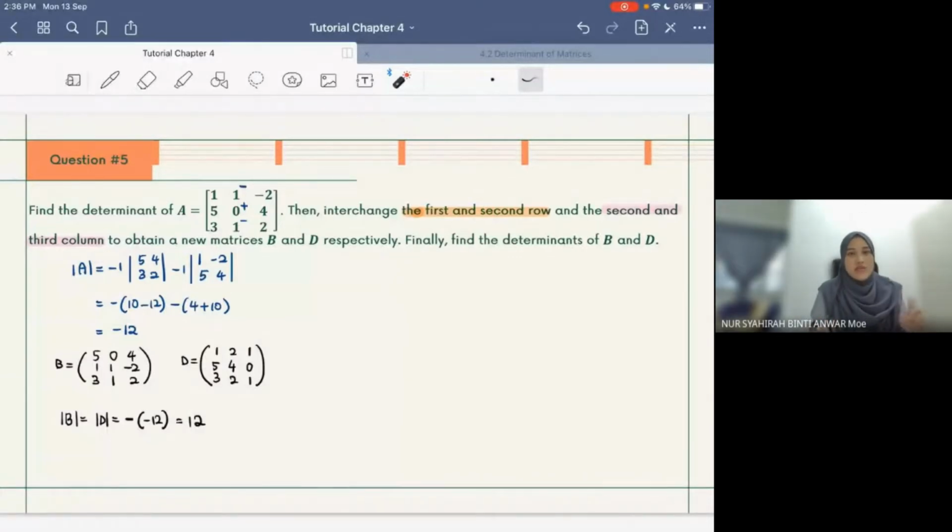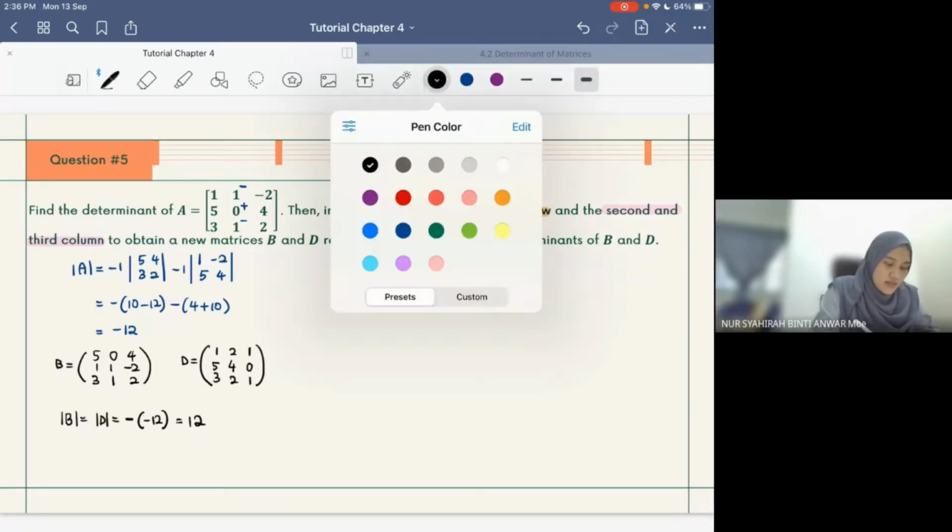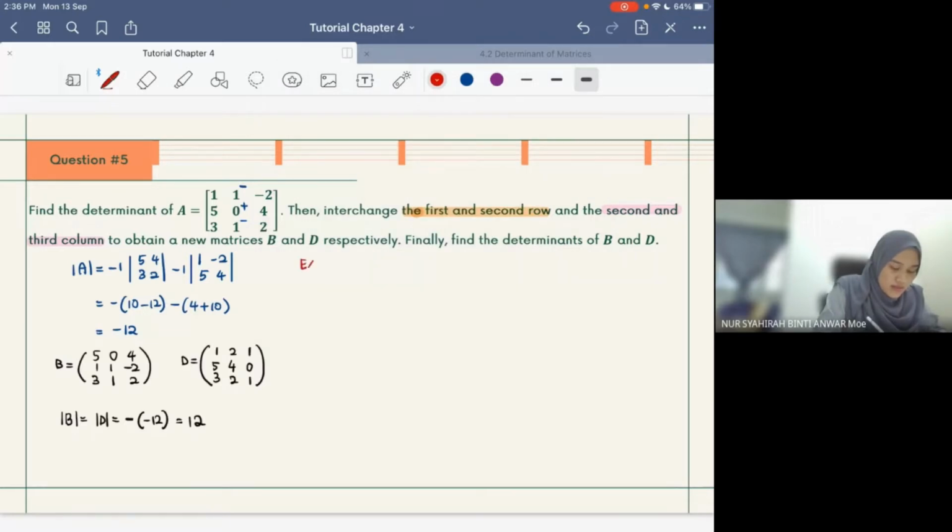Ada satu soalan tambahan. Let's say kalau soalan itu ini yang merujuk kepada properties of determinant juga. Contoh lah ya. Extra. If each element of matrix A tersebut didarabkan dengan constant 2 is multiplied by -2. So find the new determinant.